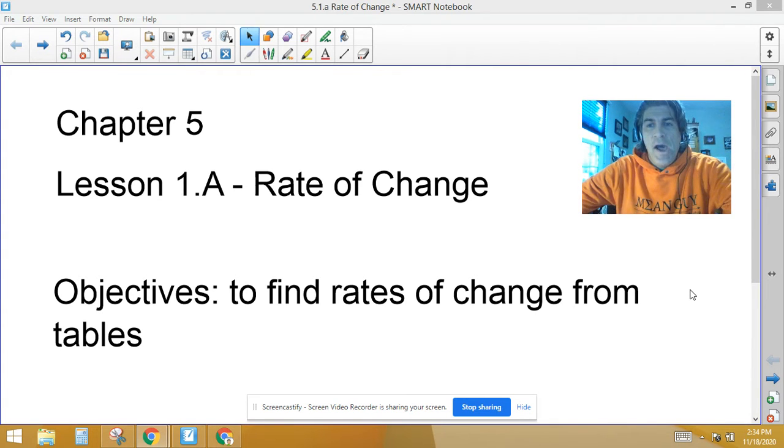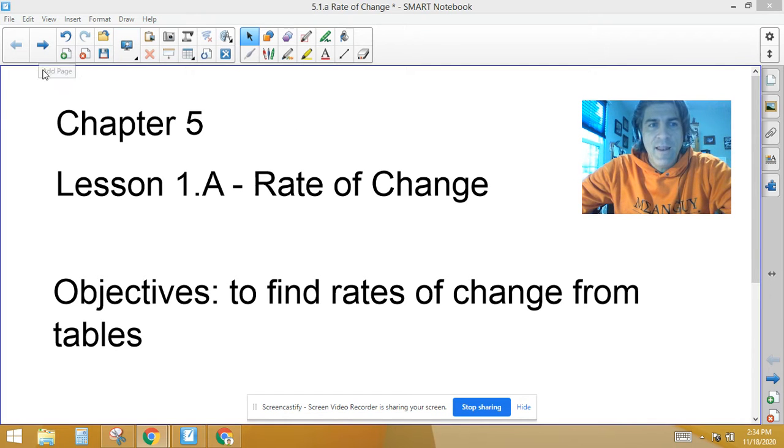self-paced style. All right, it's from chapter 5. We're doing lesson 1A. The reason it's 1A is because lesson 1 is split into a couple parts. This one is all about just rate of change. The objective, I'm going to try to limit each section to one objective. This objective is I just want you to be able to find rate of change from a table.